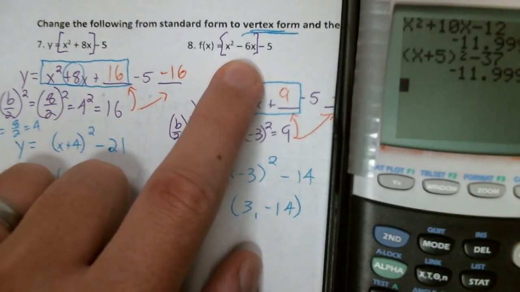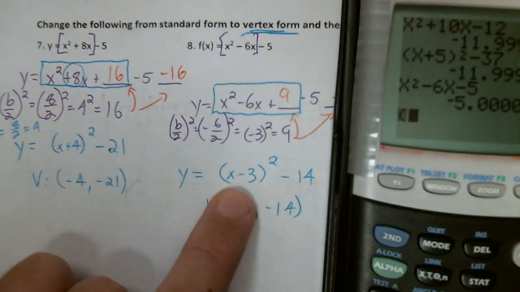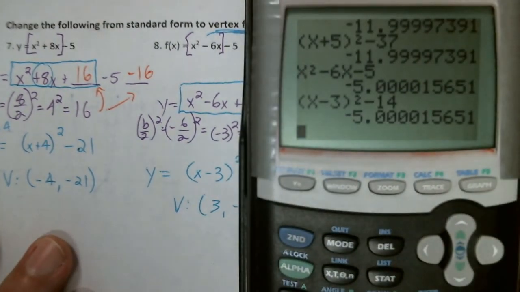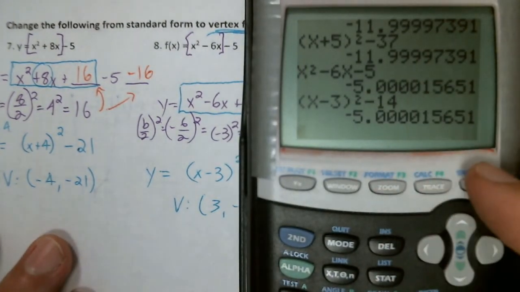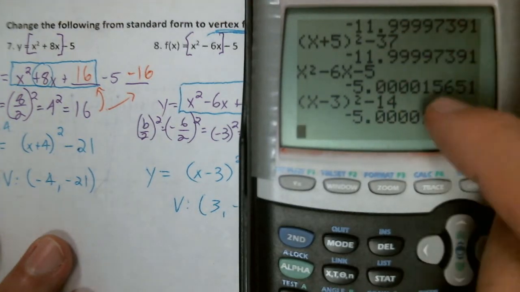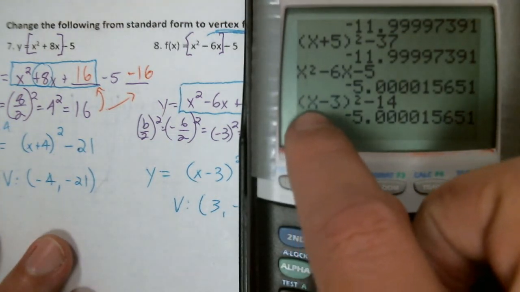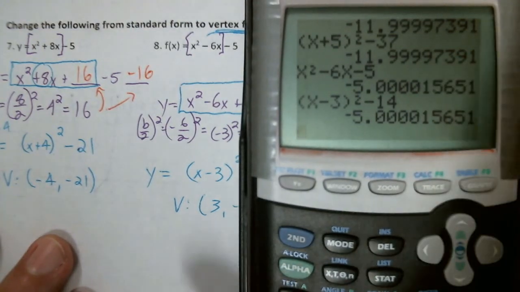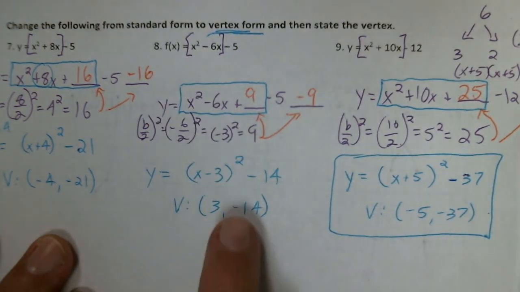Let's do number 8. x squared minus 6x minus 5, number. Parentheses, x minus 3 squared minus 14, number. Guys, I did that in 10 seconds. So please use your calculator to check. It doesn't matter what these numbers are. If you've got something plugged in differently for x, your numbers might not match mine, but it doesn't matter. As long as the two numbers match each other, you know you have gone from this form to this form correctly.